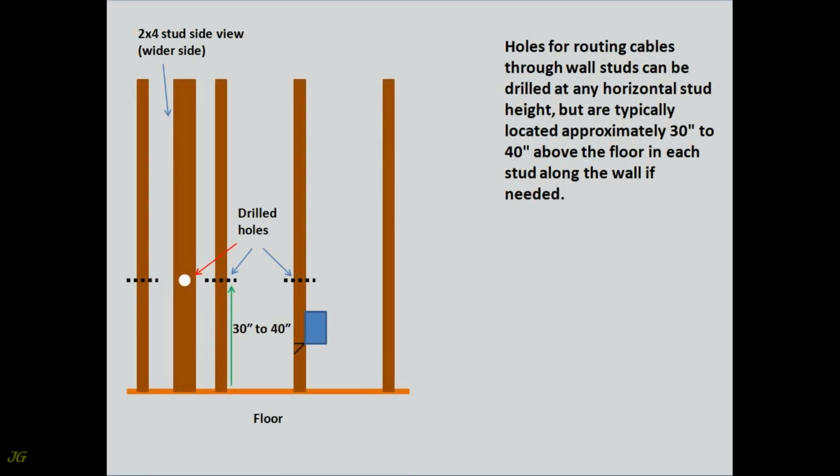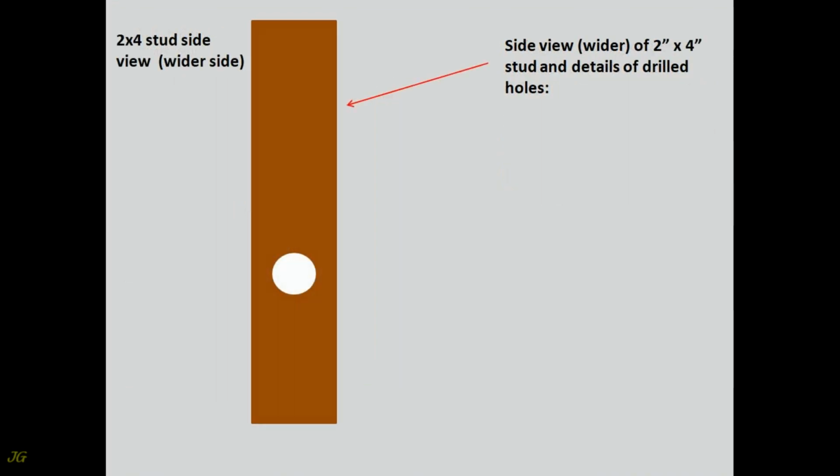Cable installation. Drilling holes. Holes for routing cables through wall studs can be drilled at any horizontal stud height, but are typically located approximately 30 inches to 40 inches above the floor in each stud along the wall if needed. Side view, wider, of 2 by 4 inches stud and details of drilled holes.